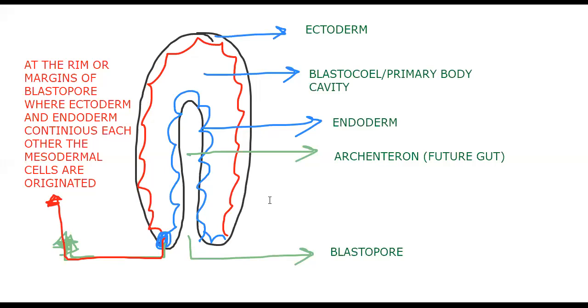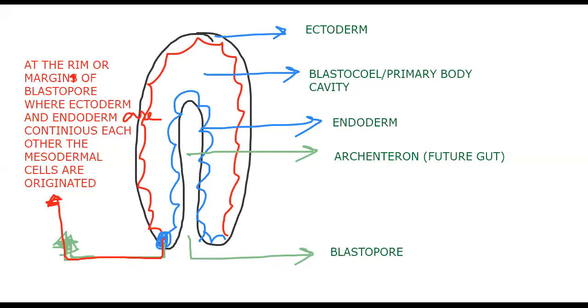At the rim or margin of the blastopore, where ectoderm and endoderm are continuous with each other, the mesodermal cells originate. This is the keyword to be remembered. So let me show you. I think you are taking the screenshot.